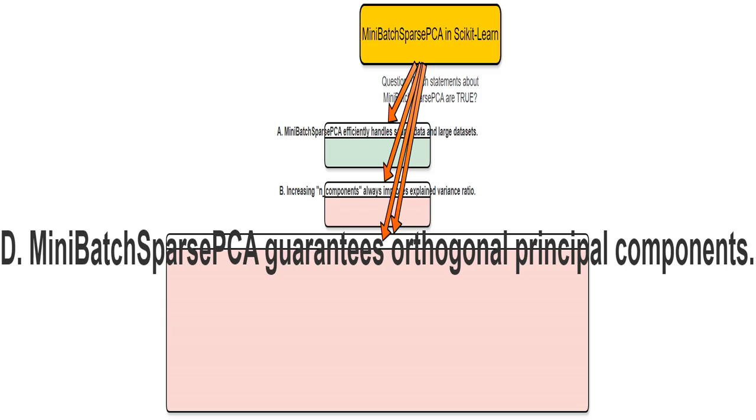This statement is FALSE. Although MiniBatchSparsePCA aims for orthogonal principal components, meaning they are unrelated to each other, the mini-batch approach introduces some randomness, making perfect orthogonality difficult to guarantee. Think of it as aiming for perfect alignment, but minor imperfections creep in due to the random nature of mini-batch processing.